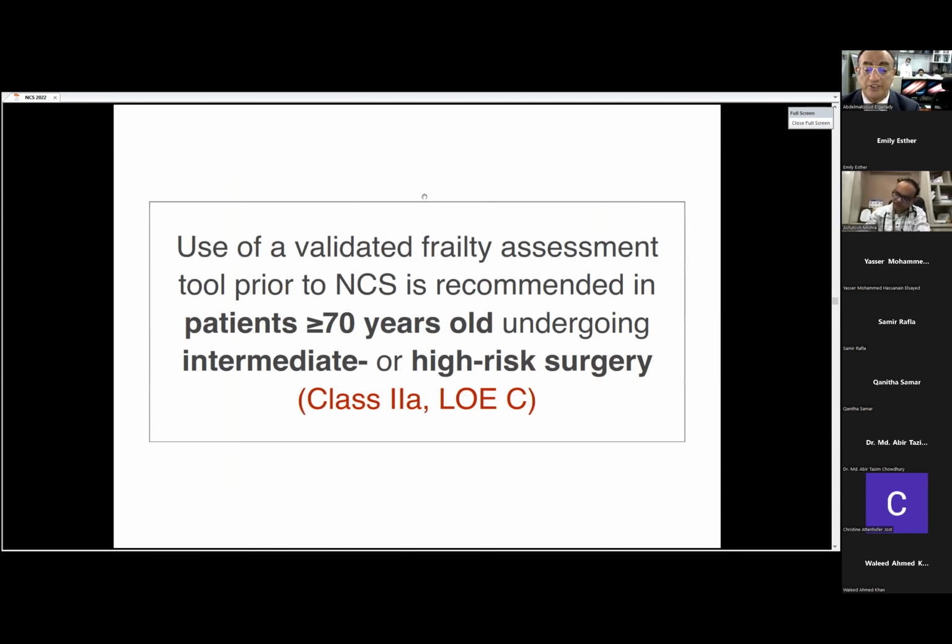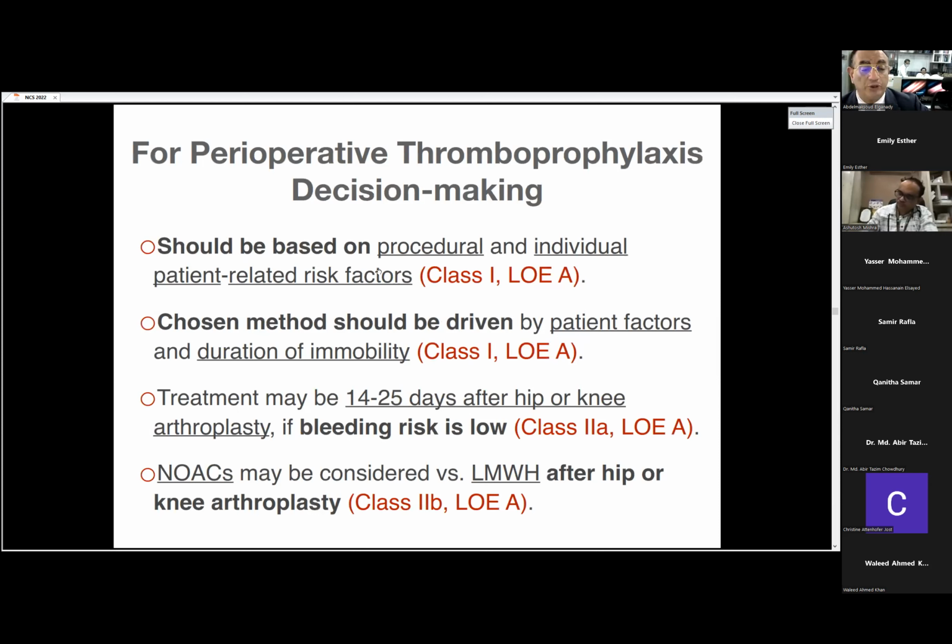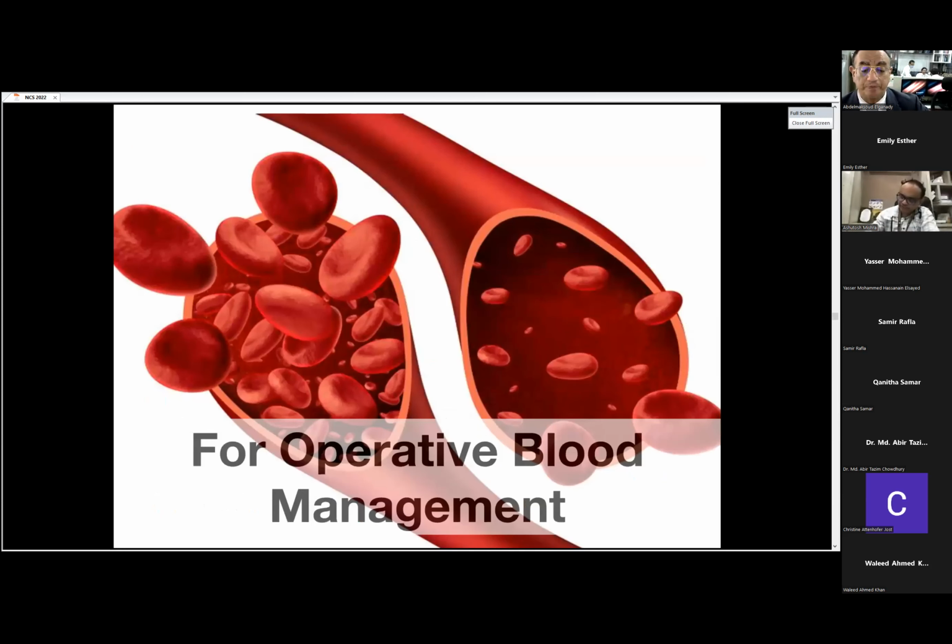Frailty assessment is very important, and use of a validated frailty assessment tool prior to non-cardiac surgery is recommended in patients equal to or more than 70 years, and this is class 2 level of evidence C. For preoperative thromboprophylaxis decision making, this is very important, and you have to follow the VTE prophylaxis protocol to minimize the risk of peri and post-operative DVT and pulmonary embolism.